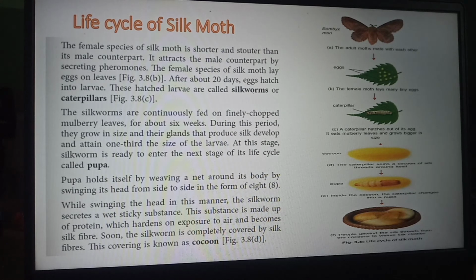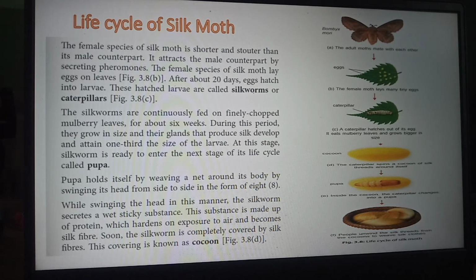When they are swinging their head in this manner, in the form of 8, the silkworm secretes a wet sticky substance. गीला गीला sticky substance secrete होती है, produce होती है. This substance is made up of protein, and this substance gets hardened on exposure to air. उनको हवा लगा फिर वो hard हो जाते हैं. I hope I am clear.